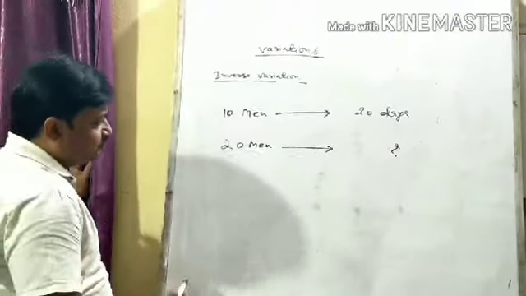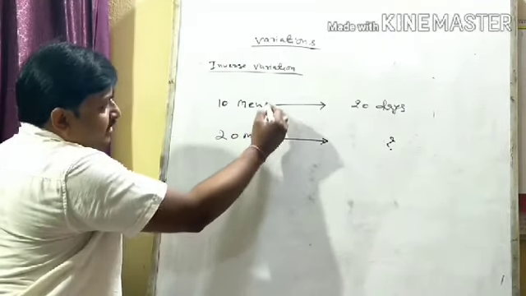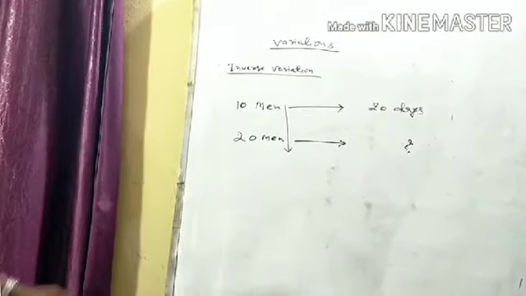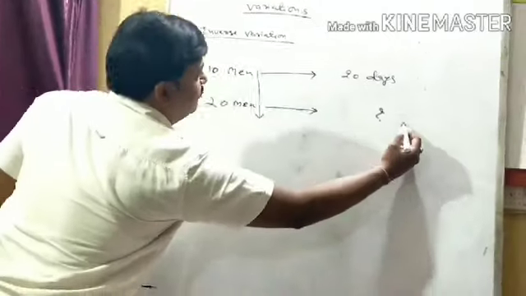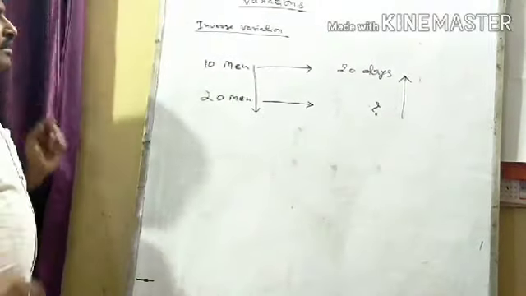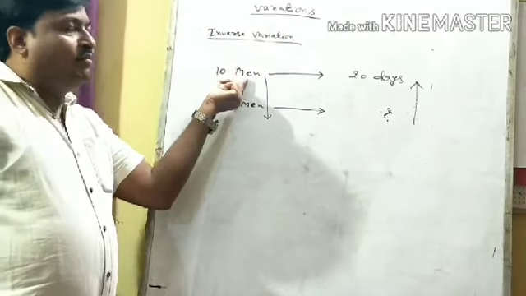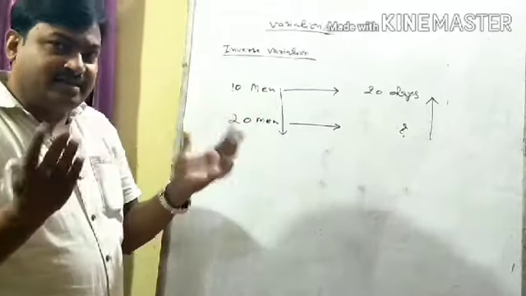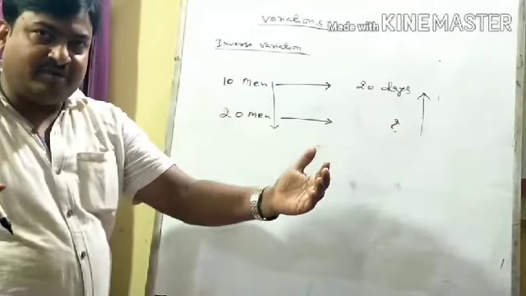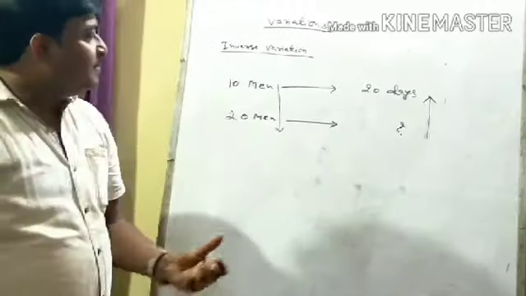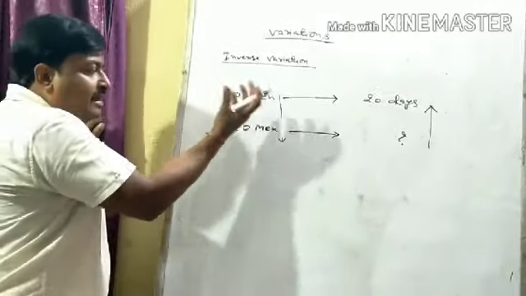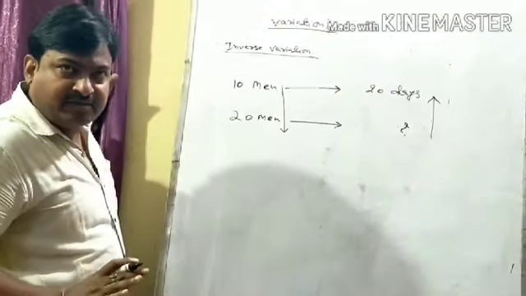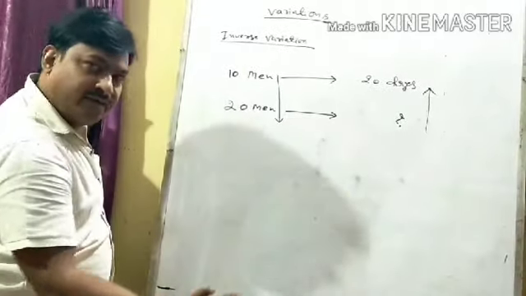See students, the number of men is increasing here. Therefore, the number of days obviously will be decreased. How? Suppose 10 men are doing a work and the work is finished in 20 days. If the number of men is increased, the work is distributed amongst the 10 more men. So if we increase the number of persons, the work will be divided amongst them. Therefore, the number of days will be decreased.